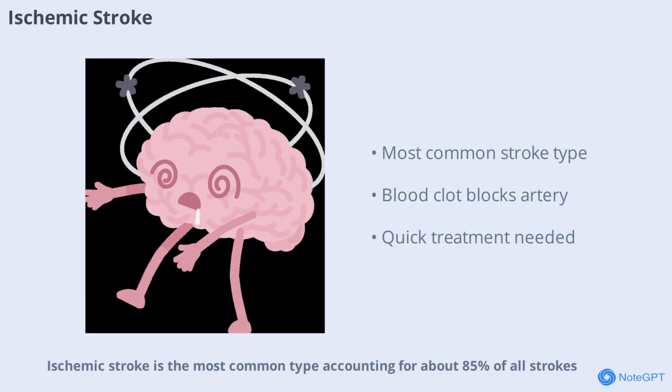Ischemic stroke is the most common type, accounting for about 85% of all strokes. It occurs when a blood clot blocks or narrows an artery leading to the brain. The blockage can be due to a thrombus, a clot forming in the brain itself, or an embolus, a clot formed elsewhere, often in the heart, that travels to the brain. The result is a sudden reduction in blood flow, depriving brain tissue of oxygen and nutrients, which can lead to permanent damage if not treated quickly.